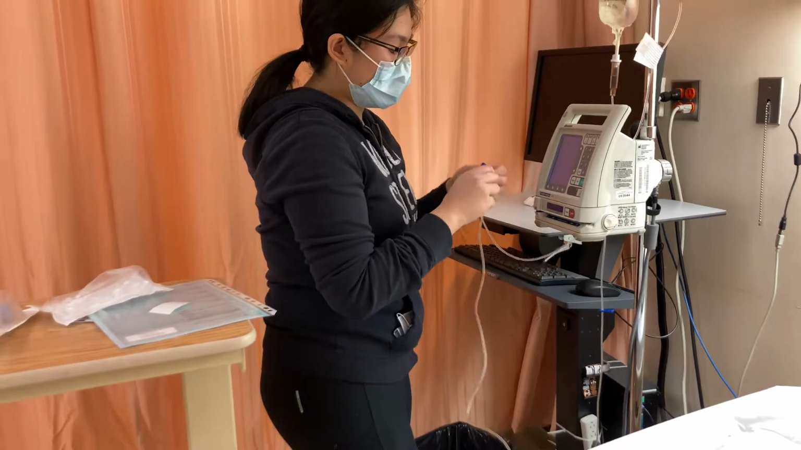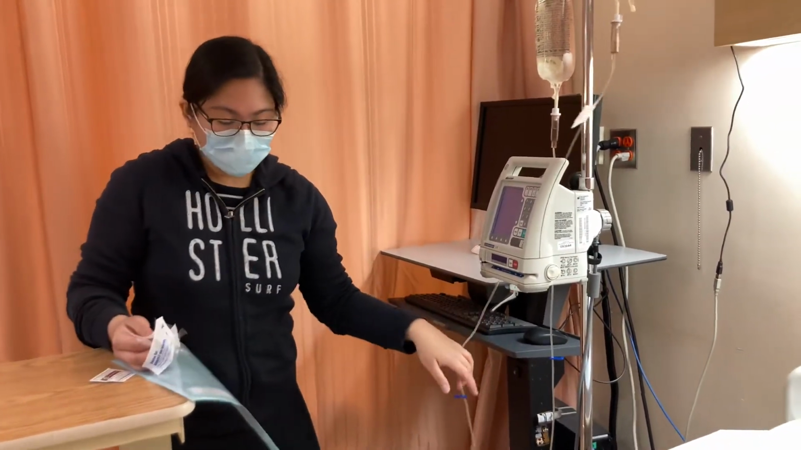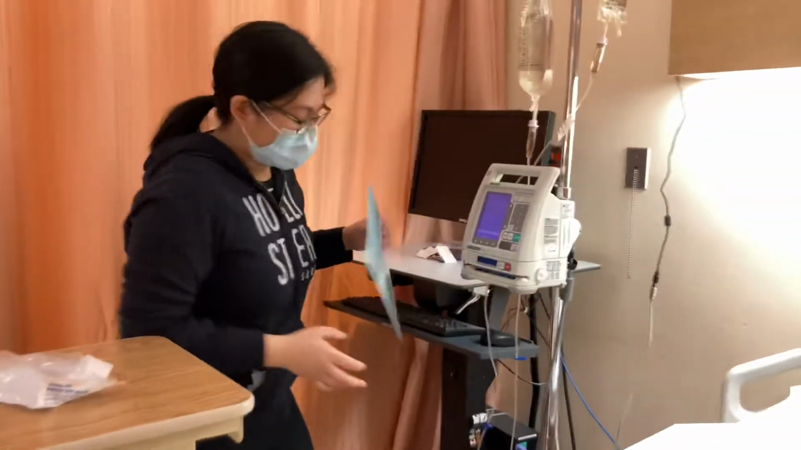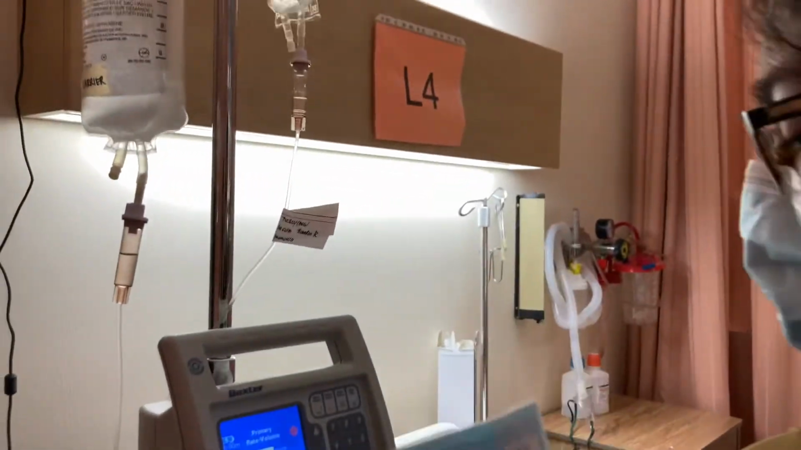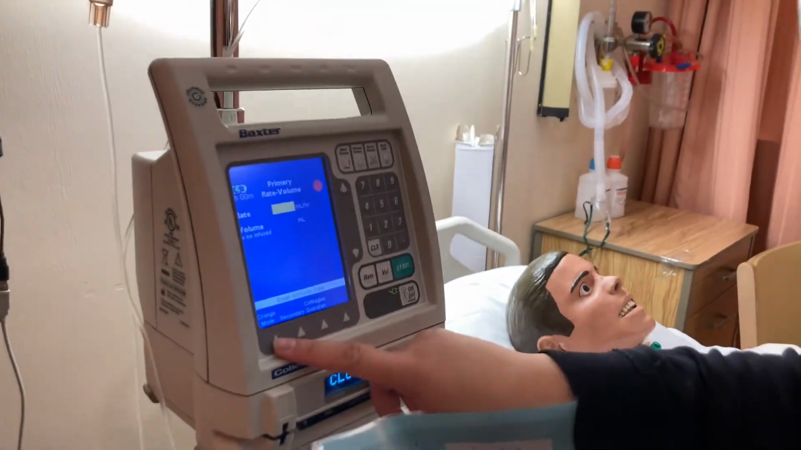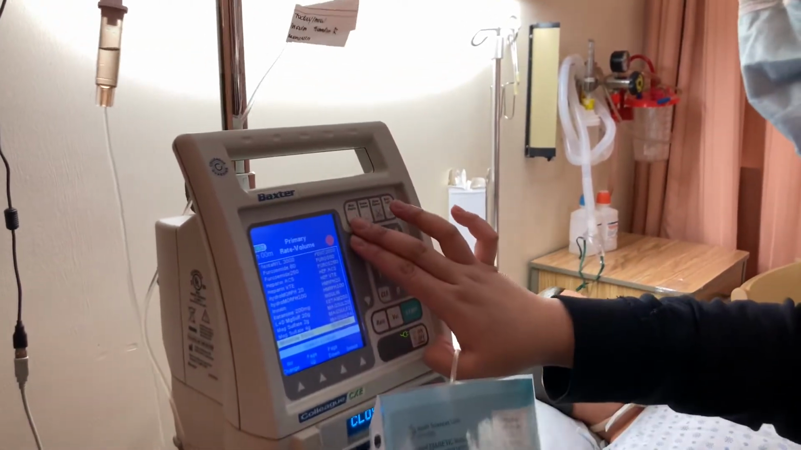So now what I'm going to do is I'm going to be clamping this. And I'm going to be taking our mark. And I'm going to be programming here. So I'm going to press primary. For this one, I'm going to be looking at our label. And we're going to be looking at our mark. So we're going to press primary, Guardian. We're going to page down. We're going to be looking for our insulin.